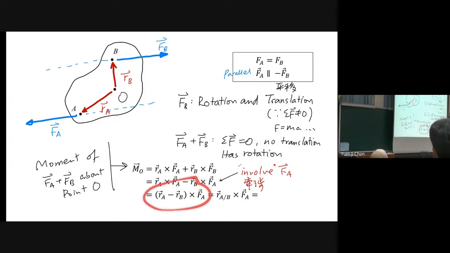Now, of course, what is RA minus RB? RA minus RB is this one, right? Which is RA with respect to B. Am I doing it correct?